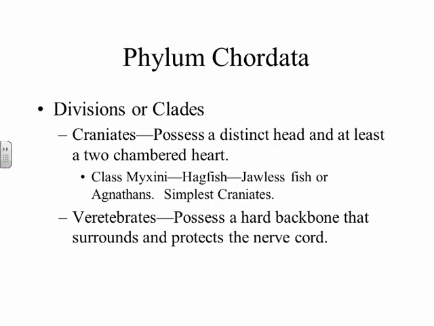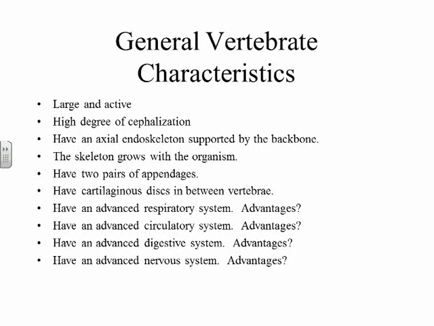So we'll talk about the actual true vertebrates now. We talked about this group last time, class Myxinea. These are the jawless fish. They do have a structure, a hard backbone, that protects their spinal cord, the nerve cord. These are characteristics of vertebrates in general. Large and active, a lot of sense organs in their head, cephalization, a nice axial skeleton that runs up and down their body. And this axial skeleton will grow with the organism, usually with two pairs of appendages, arms and legs. They have discs in between their vertebrae to pad it, keep those bones from rubbing on each other.